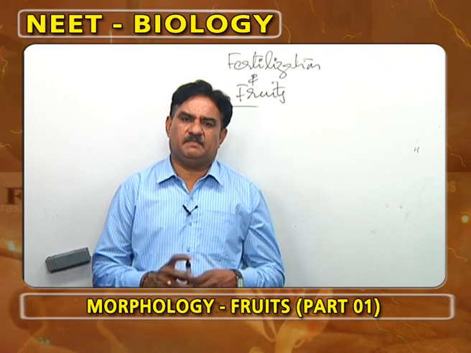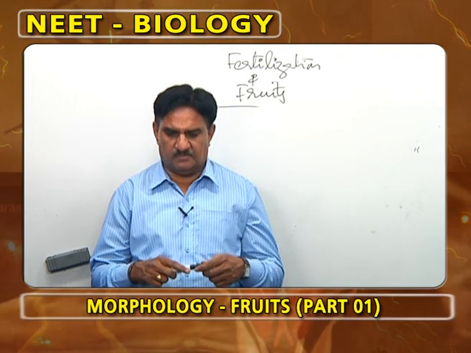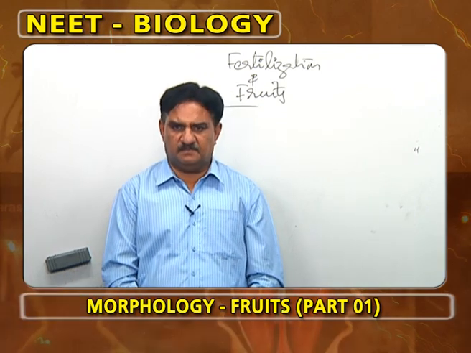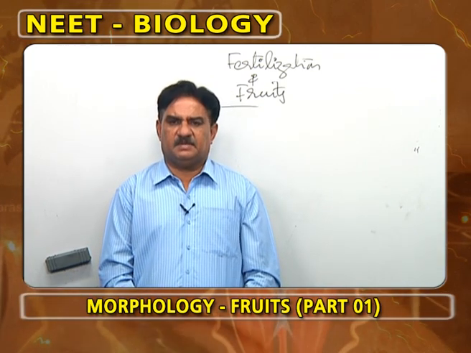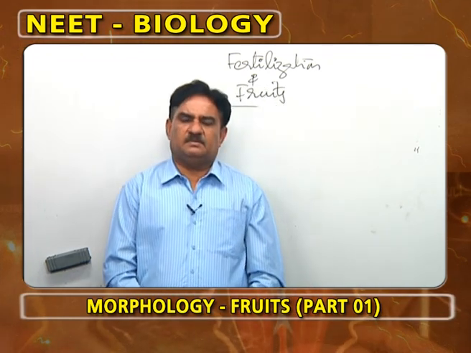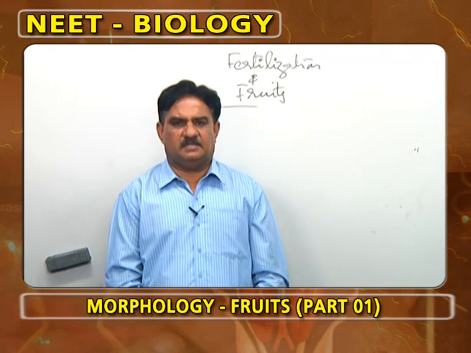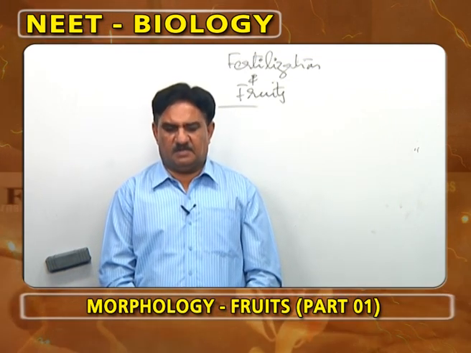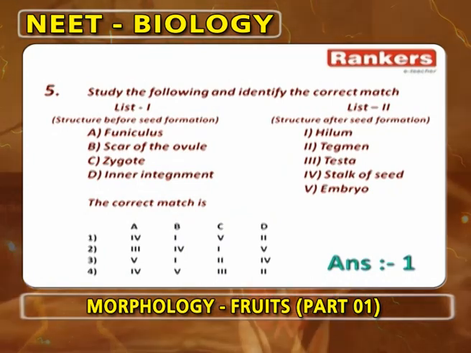A permanent scar present on the ovule is called hilum. What is hilum? The place where funicle is attached to the ovule is called hilum. This hilum remains as a permanent scar in the seed. A dry fruit and dry seed is given to you. How can you say that one is a fruit, other is seed? In fruit you don't find hilum. In seed you will find hilum. Hilum is the scar present on the ovule.